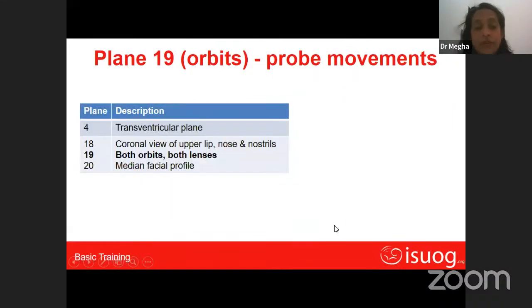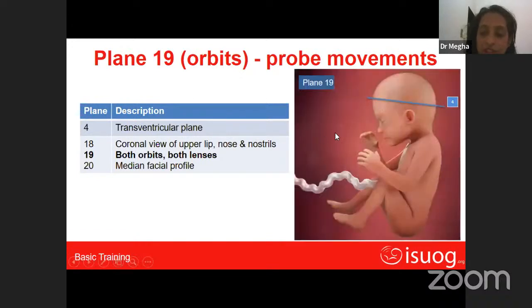We now come to plane 19 to look at the orbits. And you again start with the transventricular plane. Once you've got the transventricular plane, you slide down, rotate a little bit until you come to the orbits on one side and the area below the cerebellum on the other side. So it's almost similar to getting the plane 18.